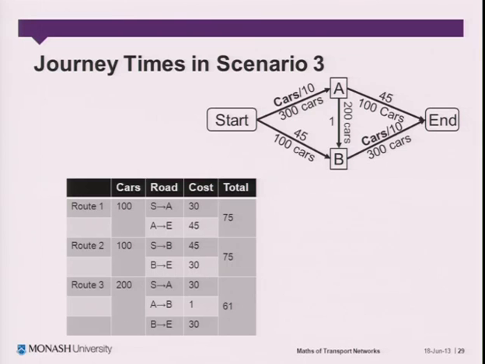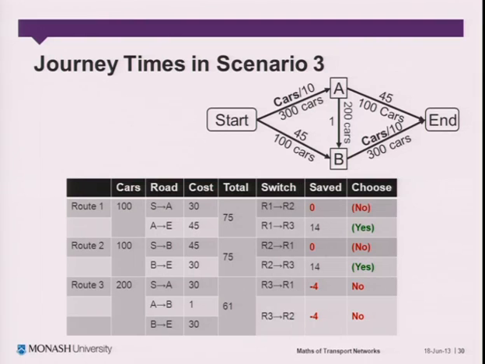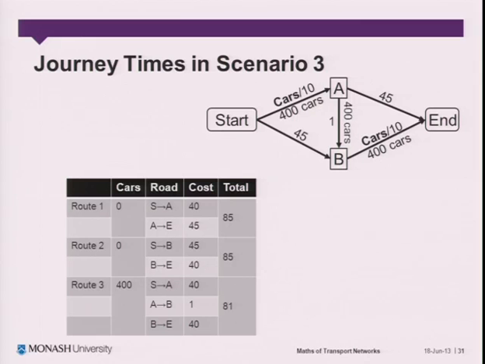So under this scenario, the time taken via route 1 is 75, that's 30 plus 45. Same time is taken via route 2, 75. And via route 3, all these ones using this extra road now take 61 units of time. So it's still the fastest route. So more and more drivers are going to switch to this new route 3. They can switch from route 1 to route 3 and route 2 to route 3, so we're not in a user equilibrium state. So finally we get to the point where all 400 drivers are taking the new route.